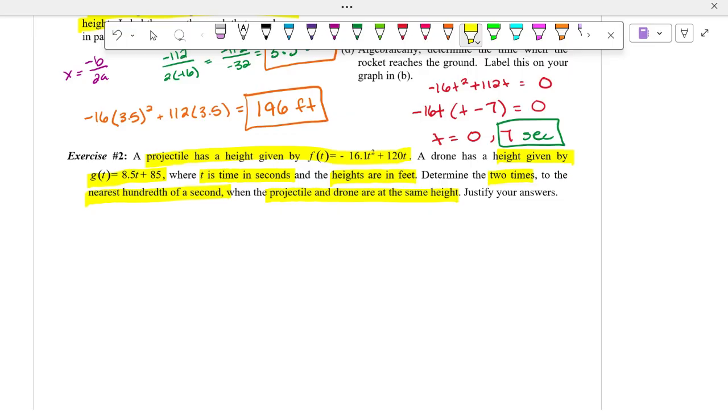All right. So if we're talking about two different things, a projectile and a drone, and they're given by two different equations, what do you think this is going to be? A system. All right. So one's a quadratic, one's a linear. So what do you think we're going to do? Set them equal to each other. Negative 16.1 t squared plus 120 t is equal to 8.5 t plus 85.